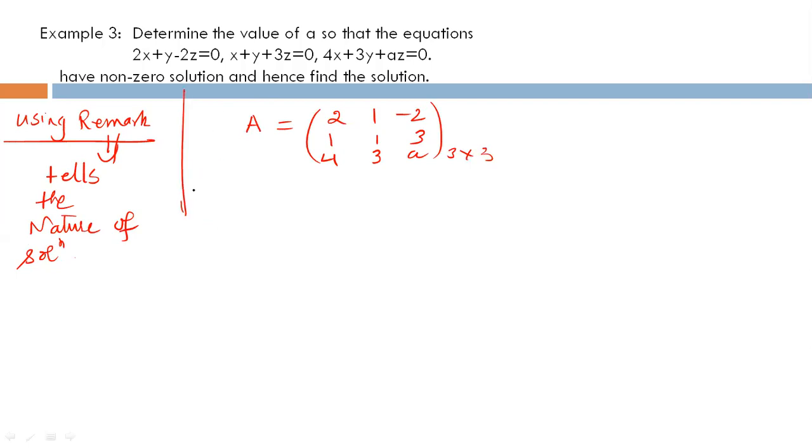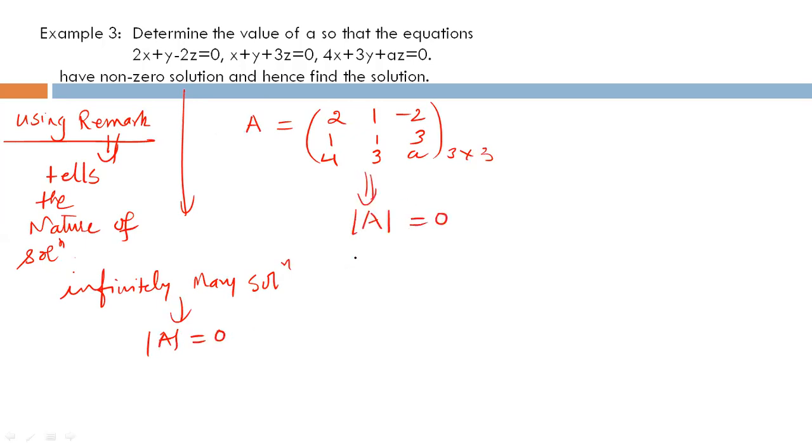For non-zero solutions, meaning infinitely many solutions, I told you the determinant must be equal to 0. So you put the determinant equal to 0, you will get A is equal to 8. I am giving you this as homework, you can try it. So by this I am concluding the solution of a homogeneous system using the rank method.